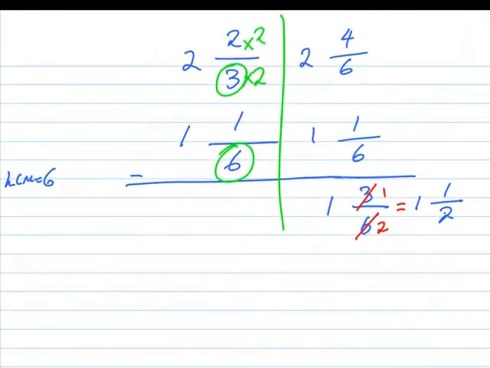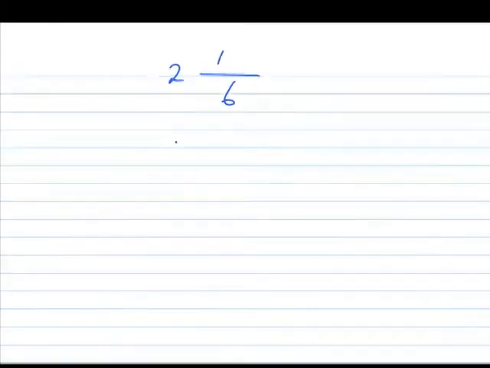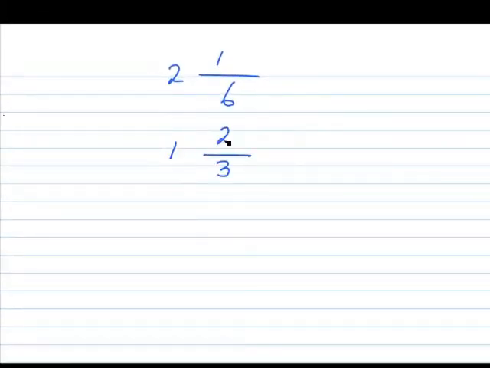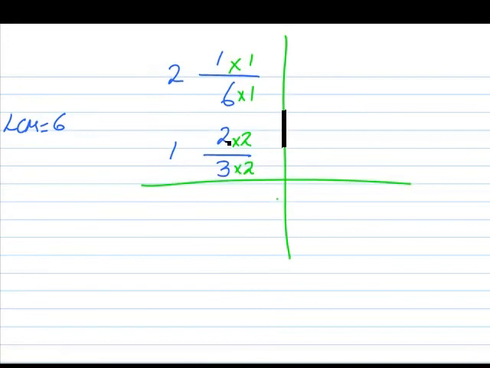Now let's do another example. Let's say I have 2 and 1/6, and I want to subtract 1 and 2/3. Again, you start with the LCM. Your LCM in this case is 6. So you need to make the denominator 6. So this has to be 1, and this has to be 2. So let's see how that works. We are subtracting. Now we have 2 and 1/6 and 1 and 4/6. Now I want to subtract, but the problem is this 4 is bigger than 1.